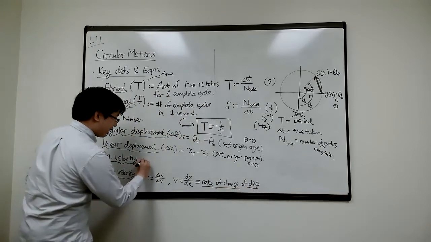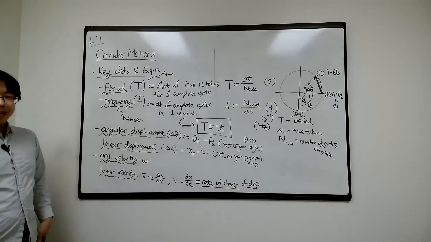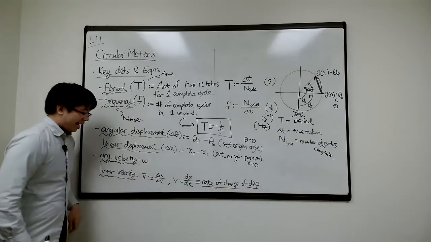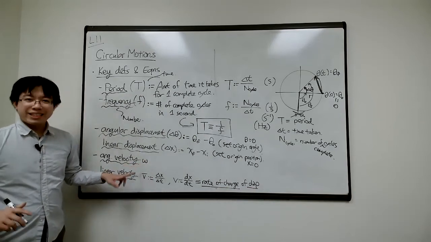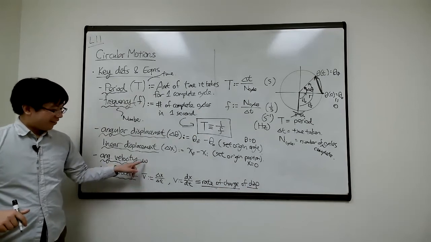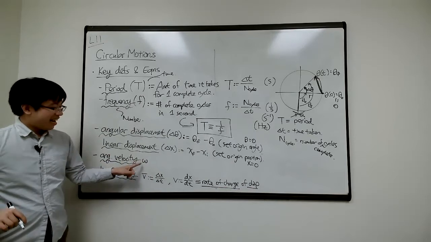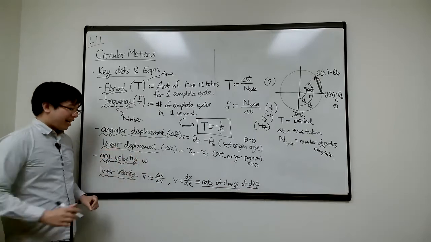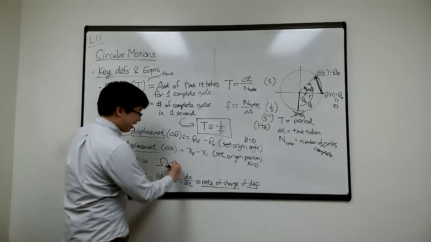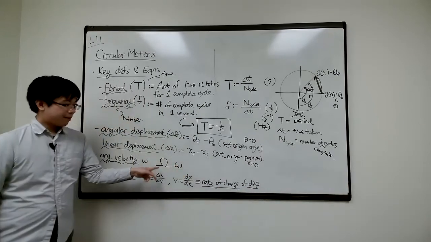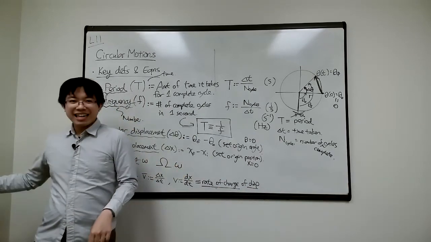Angular velocity is given by the symbol omega. Yes, this is omega, not w. It's a little bit curly. You can Google how a typeset omega looks. It's a lowercase omega; the capital omega looks different. It's the Greek letter omega.